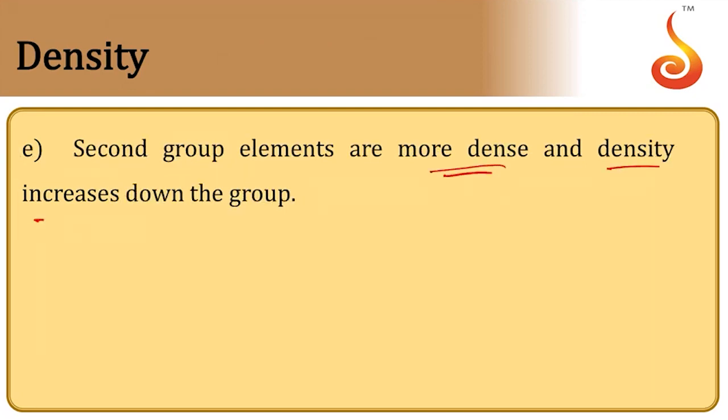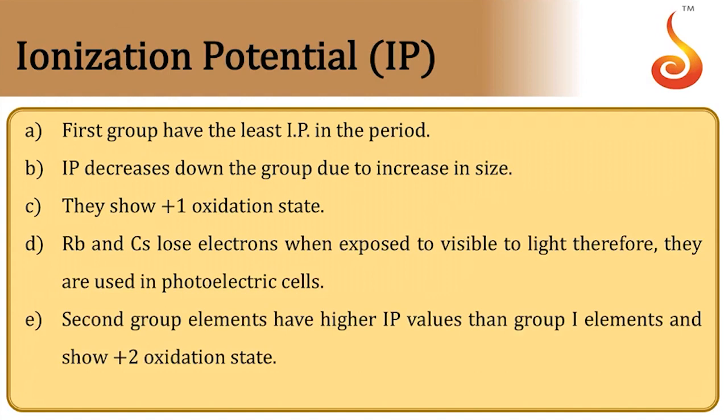Second group elements are more dense, and density once again increases down the group. Second group elements are more dense because of two things. They have smaller size as well as larger mass. Their mass is more and volume is less, and thereby the density of second group elements is more than the density of the first group elements.